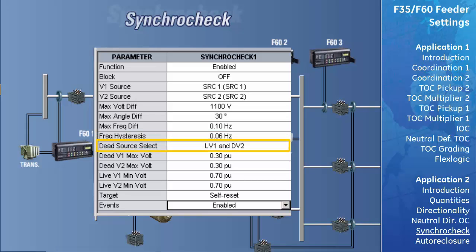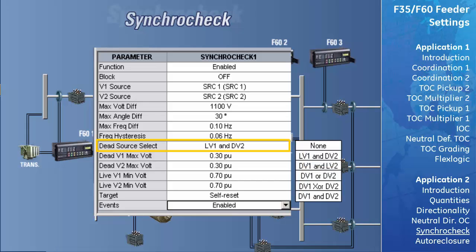The Synchrocheck 1 dead source select setting selects the combination of dead and live sources that will bypass the synchronism check function and permit the breaker to be closed when one or both of the two voltages, V1 and or V2, are below the maximum voltage threshold. A dead or live source is declared by monitoring the voltage level.